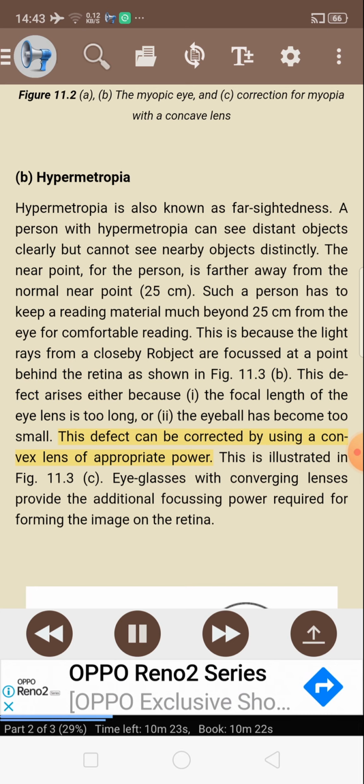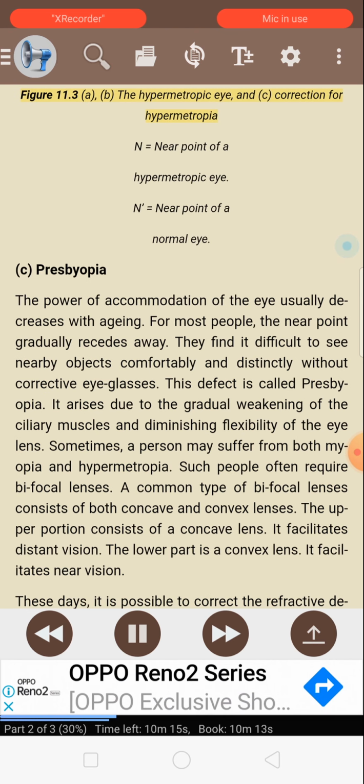This defect can be corrected by using a convex lens of appropriate power. This is illustrated in figure 11.3c. Eyeglasses with converging lenses provide the additional focusing power required for forming the image on the retina. Figure 11.3: (a)-(b) the hypermetropic eye, and (c) correction for hypermetropia. N equals near point of a hypermetropic eye. N equals near point of a normal eye.